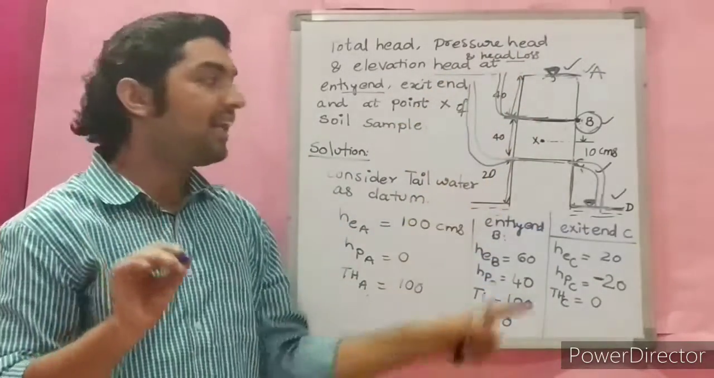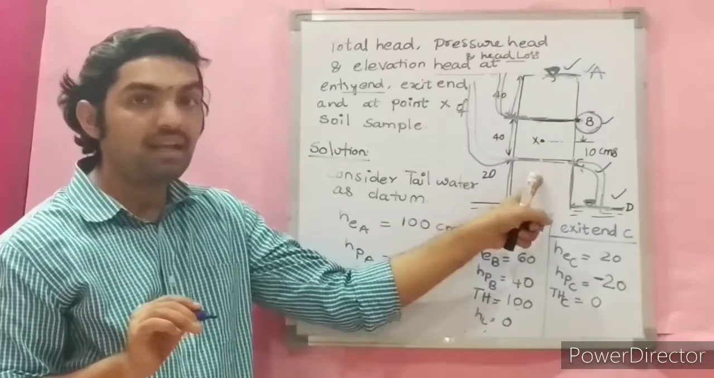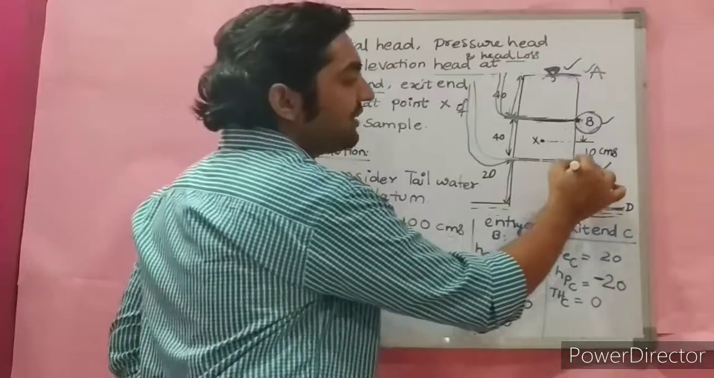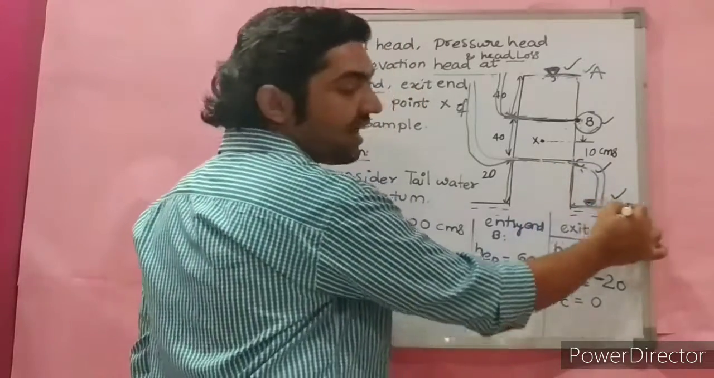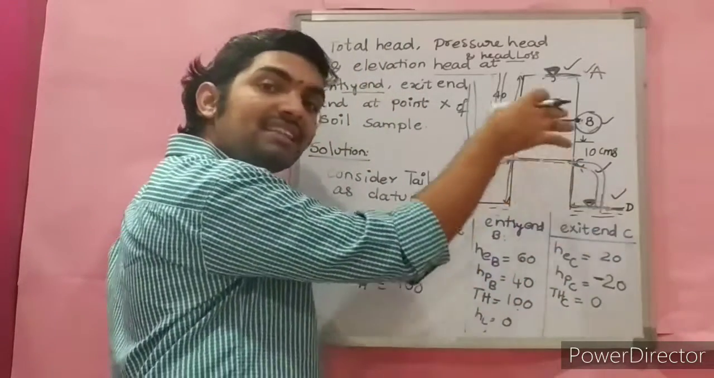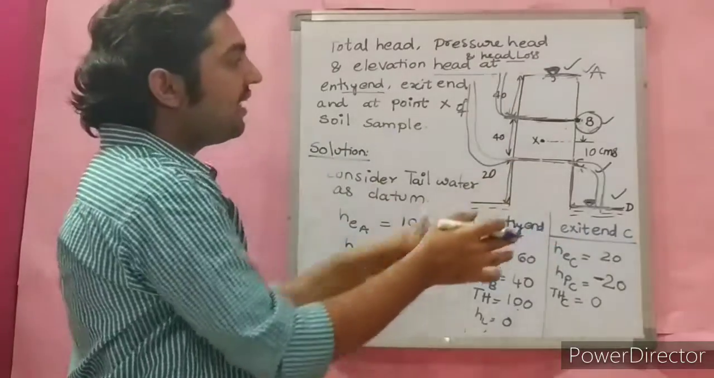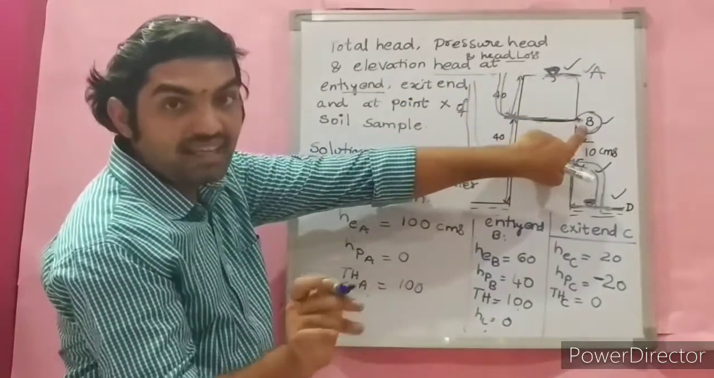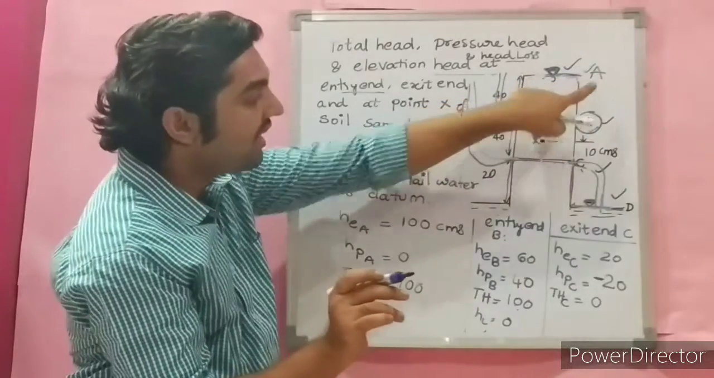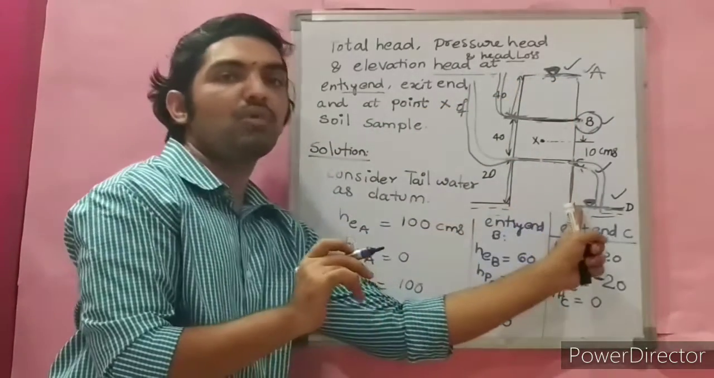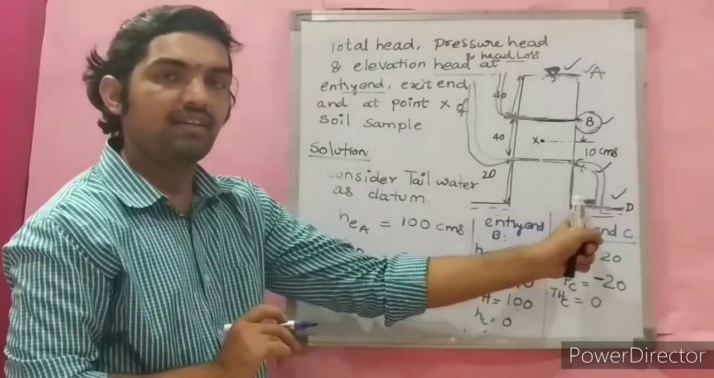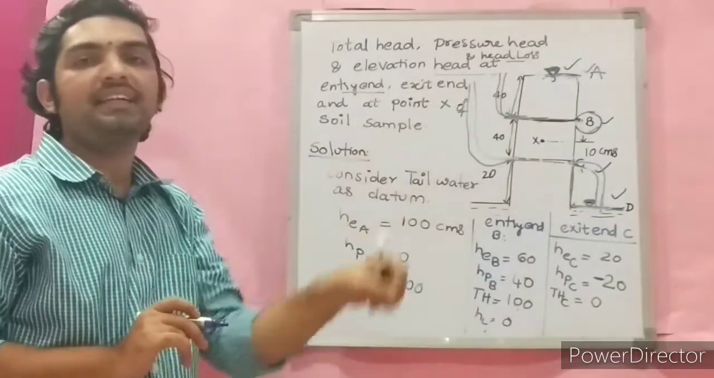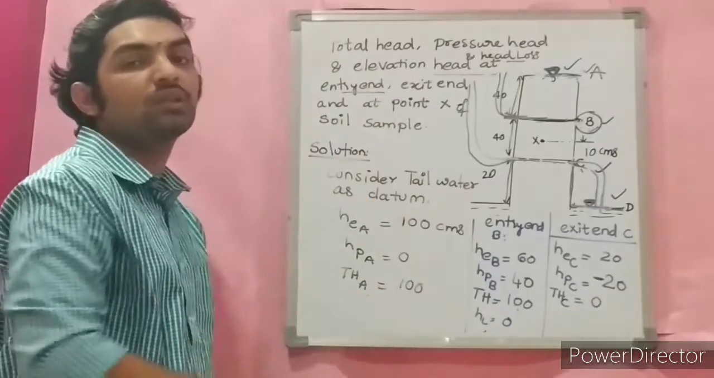For the entry and exit of the soil sample, make sure that you measure the pressure head for the corresponding water level with which it is in communication. Point B can easily communicate with point A, while point C can easily communicate with point D. Like that you calculate pressure head at the entry end and at exit end. That is the beauty of this question.